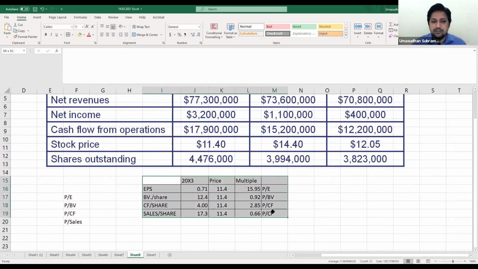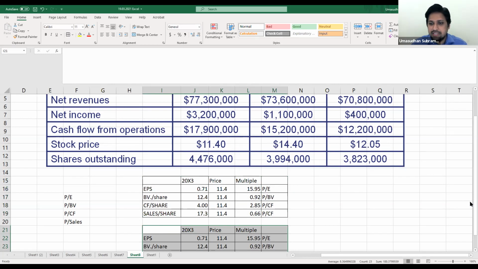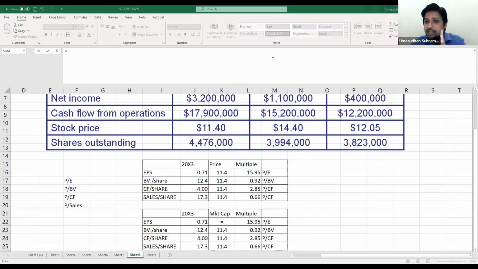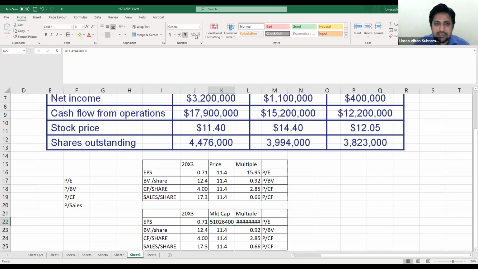See what I'm doing and make sure that you understand what I'm doing here. What I'm going to do is substitute market capitalization. I'm going to put in here market capitalization. So what is market capitalization here, guys? How do you calculate market capitalization? That's going to be number of shares times the market price per share. So this is the total value of the company. The share price is value per share. The value of the equity is the share price times the number of shares. So that's going to be 11.4 times 4,476,000, and that's going to be a similar number.